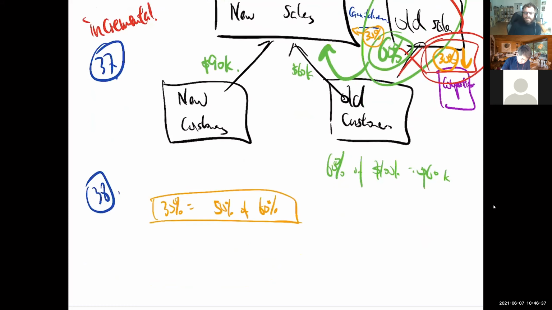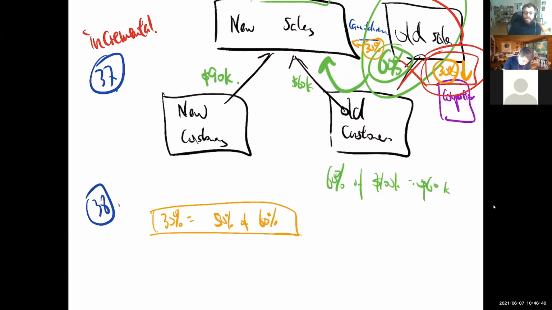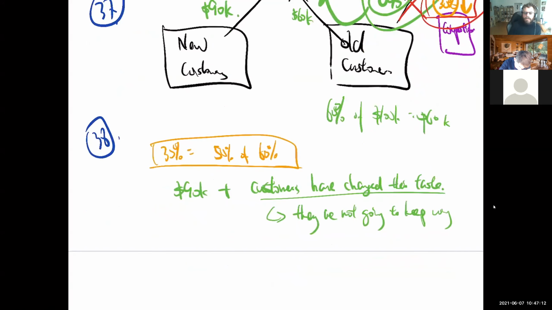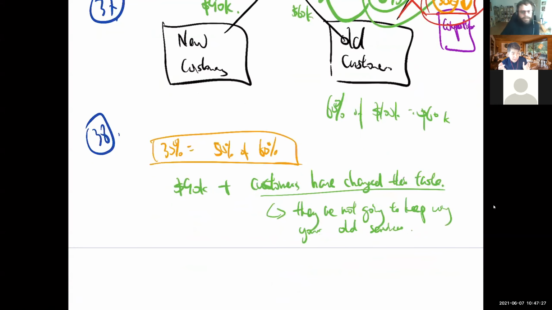Does that make sense? So your incremental sales is your 90 grand from the first case, because that's regardless, plus customers have changed their taste. Because they have changed their taste, they are not going to buy your old service anyway. Does that make sense?